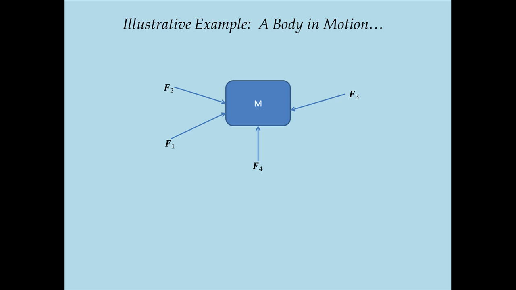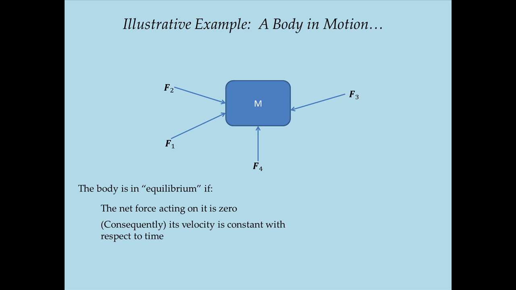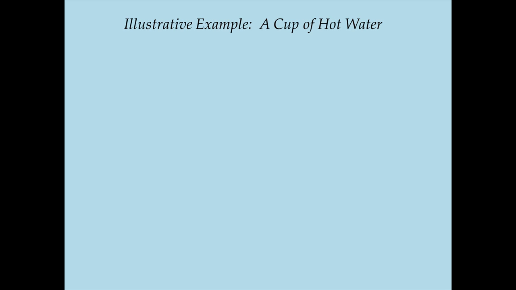So to rephrase that a little bit, this body is in equilibrium if, number one, the net force acting on it is zero, and as a consequence, perhaps more importantly, number two, its velocity is constant with respect to time. So that's an equilibrium from the world of mechanics. Now let's move to an equilibrium from the world of thermodynamics.